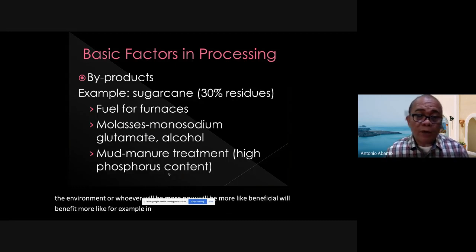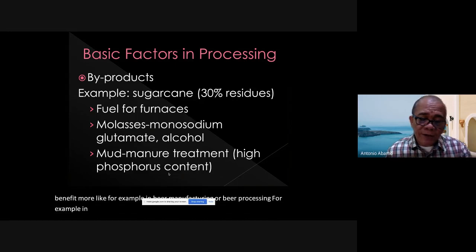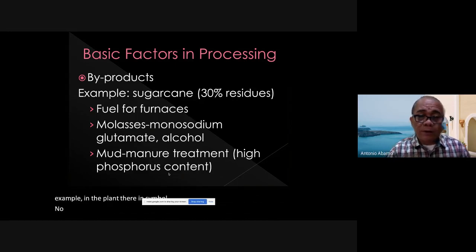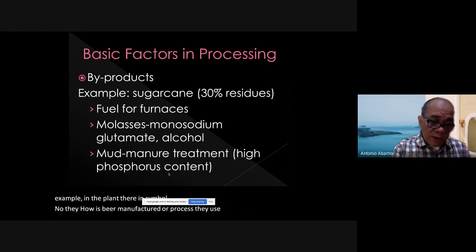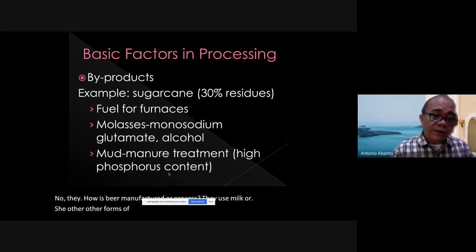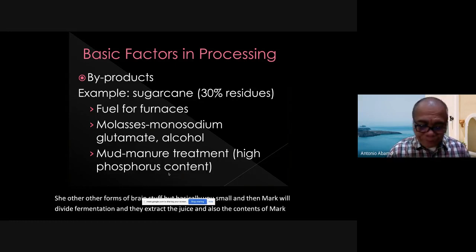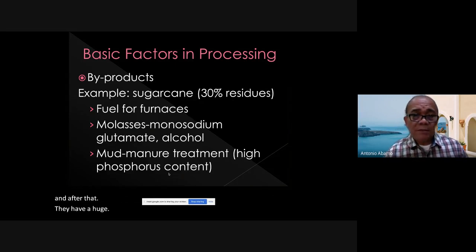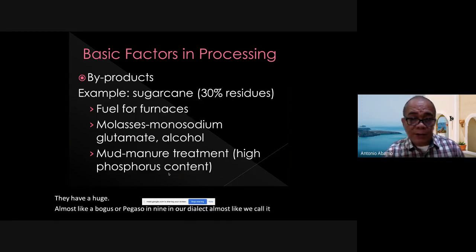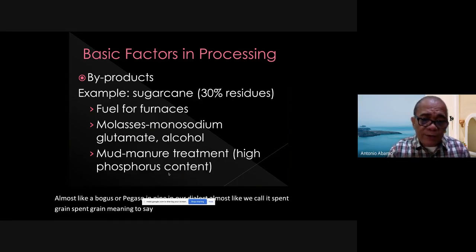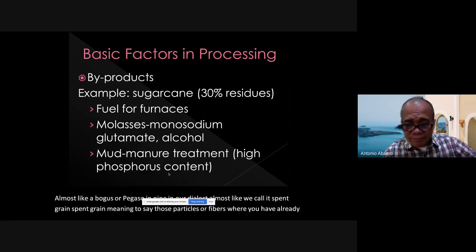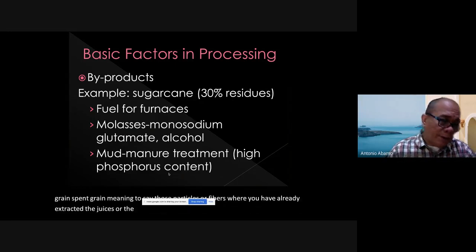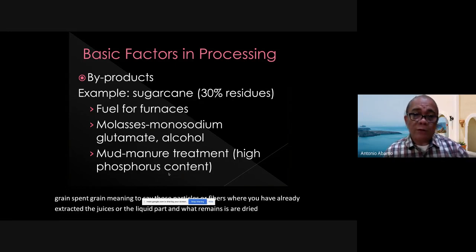in beer manufacturing or beer processing. For example, in the plant there in Cebu. Now, how is beer manufactured or processed? They use malt or other forms of grains. No, but basically they use malt, and then malt will go through fermentation. You know, they extract the juice and also the contents of malt, and then after that they have a huge, almost like a bagasse or bagasso in our dialect, almost like we call it spent grain, meaning to say those particles or fibers where you have already extracted the juices or the liquid part, and what remains is a dried fibrous part of that particular plant.